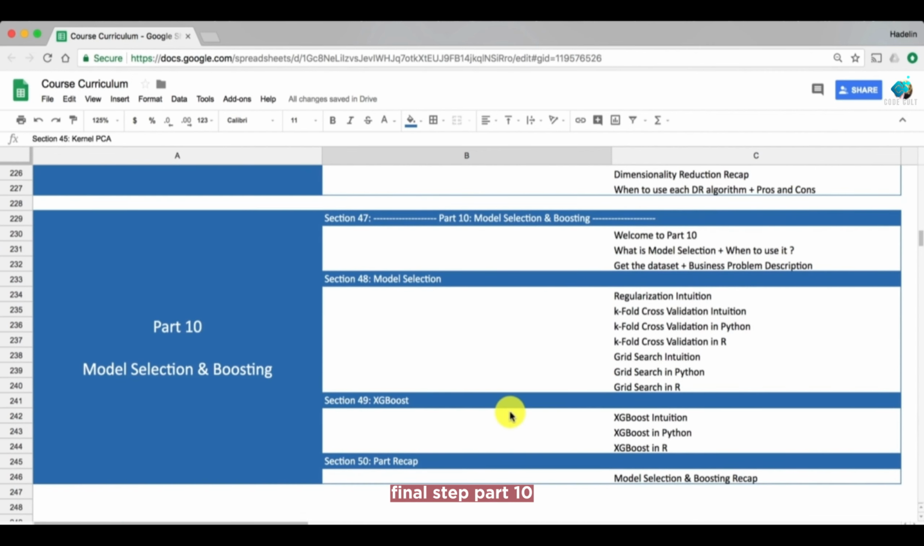Alright, and then final step, part 10, model selection and boosting. Actually today, we say that there are two most powerful machine learning models. These are the deep learning models and XGBoost. And that's why right here we introduce you to this gradient boosting model, for you to have this model in your toolkit. And also we have this model selection section because most of the time you have several options and you actually don't know which one is best, but that's okay because there are some what we call model selection techniques which can help you find this best model.